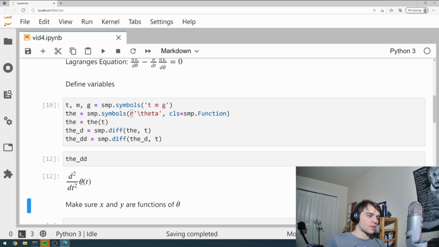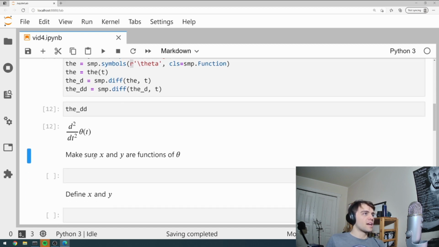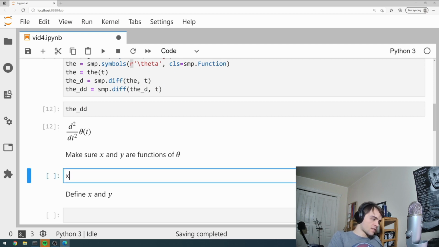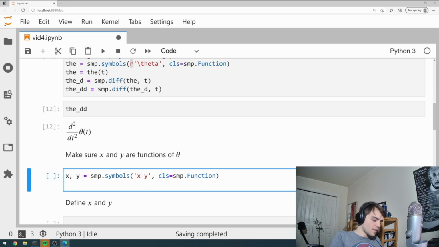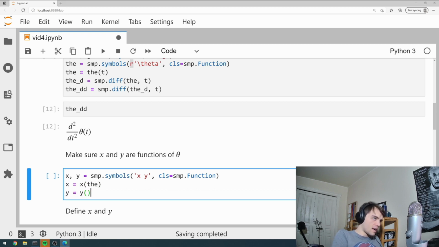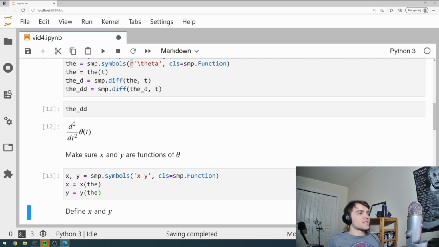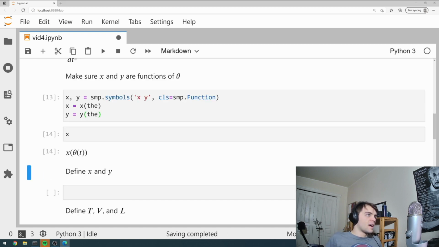So we're going to do all our math on the computer. Now we're going to define x and y, which are functions of theta. We're building up our problem. So x, y equals sympy.symbols. And I'm going to put in x, y, and these themselves are functions as well. So we're going to make sure that we specify that. And x is equal to x of theta, and y is equal to y of theta. So you can see how things are being built up, right? x is a function of theta, and theta is a function of t. This is interesting.